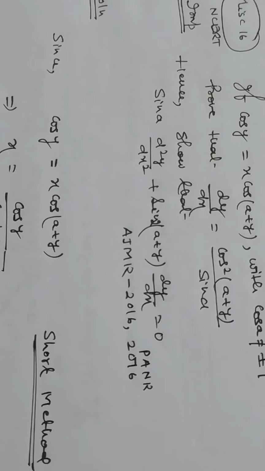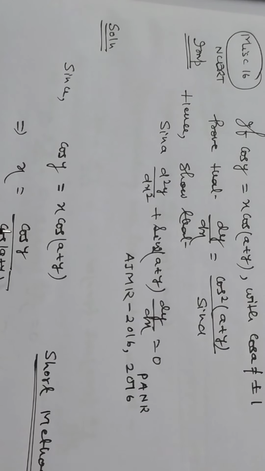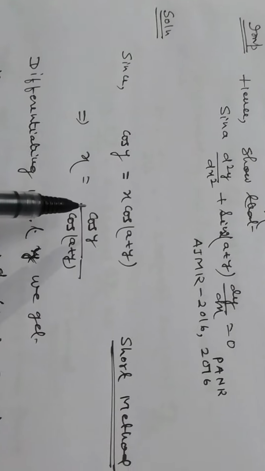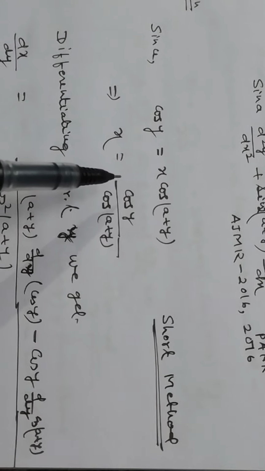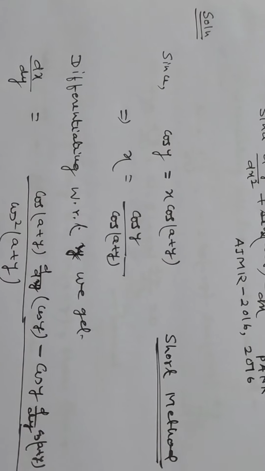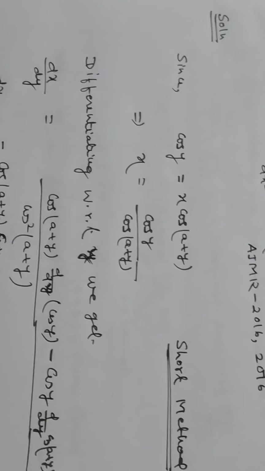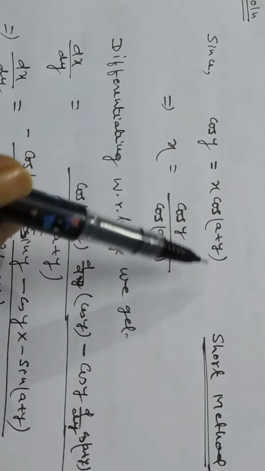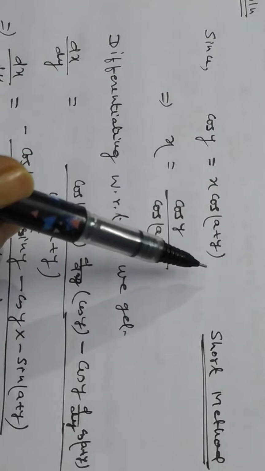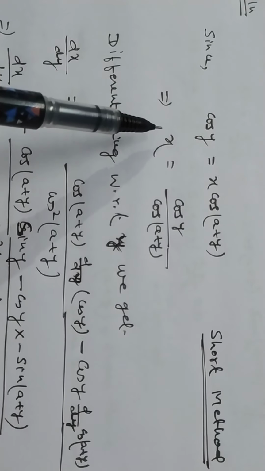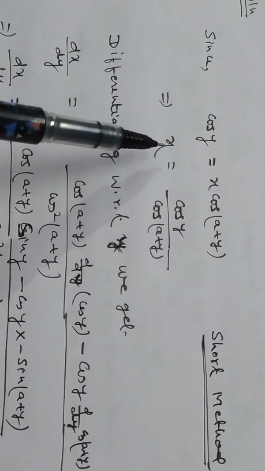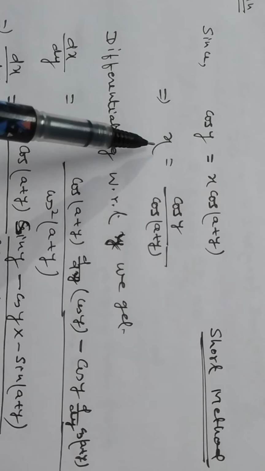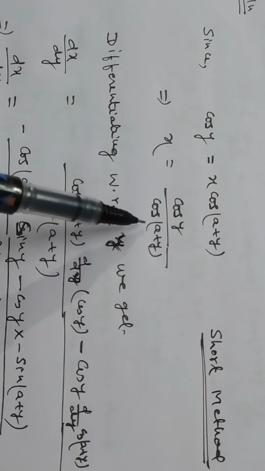Now, my dear students, cos y equals x cos(a + y). This problem may be solved, as I think, by 2 or 3 ways. But here I discuss the shortest method of the solution of the problem. One method is you directly differentiate both sides, and the other method, which is short, is you write x equals cos y by cos(a + y).